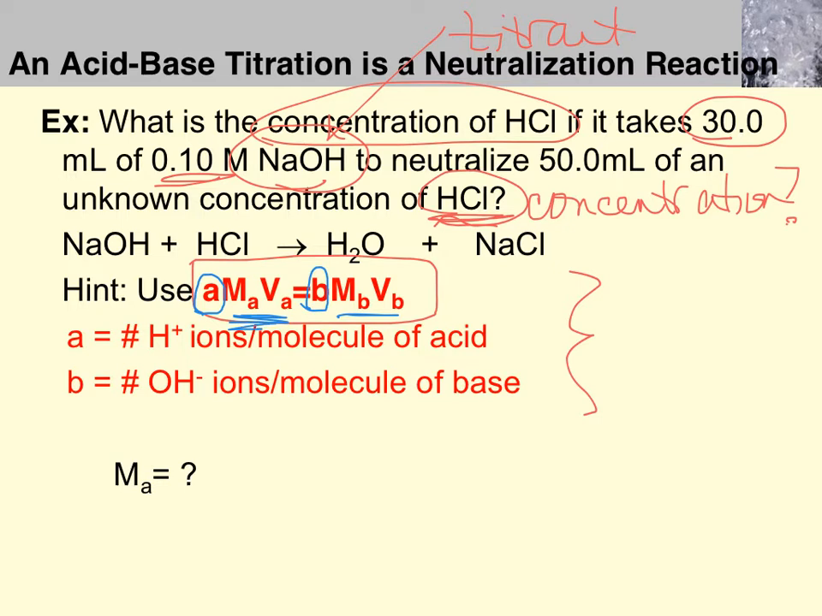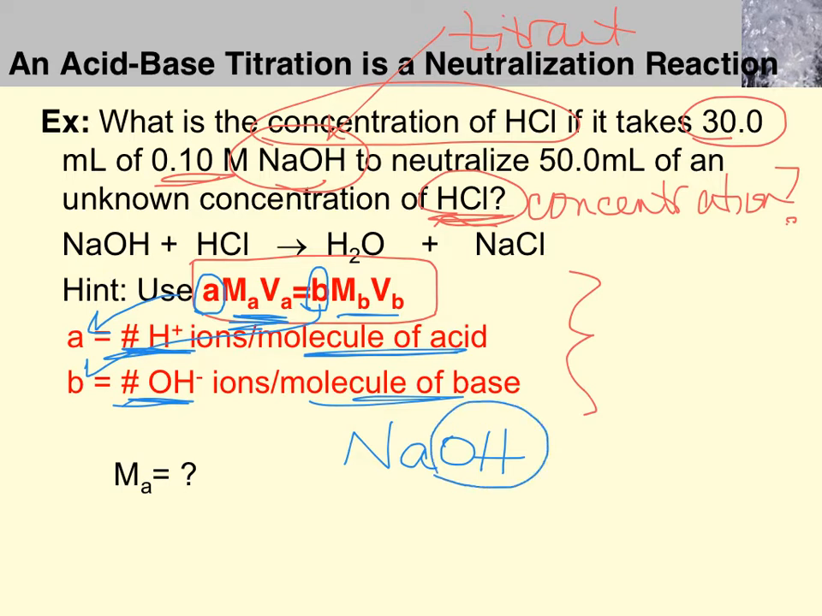And those are critical, and it's probably one of the most common mistakes made by students when doing a titration calculation. These little letters stand for the number of hydrogen ions in one molecule of acid, or in the case of b, the number of hydroxide ions in one molecule of base. So if we had, let's say, NaOH, how many OH groups are there in one NaOH? There is 1, okay? So that means that b would equal 1.